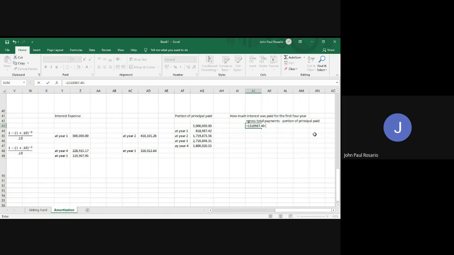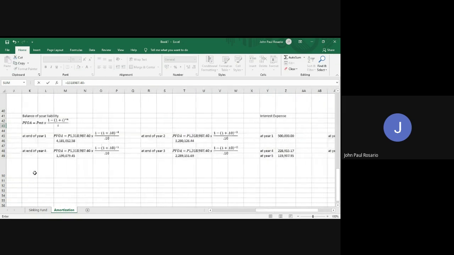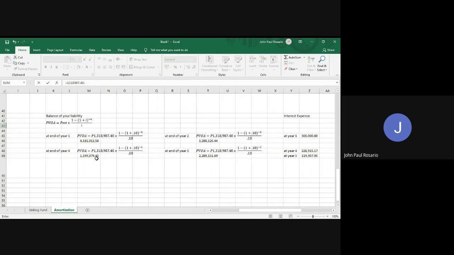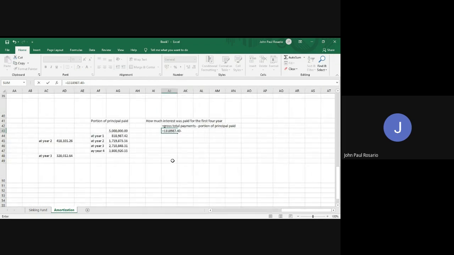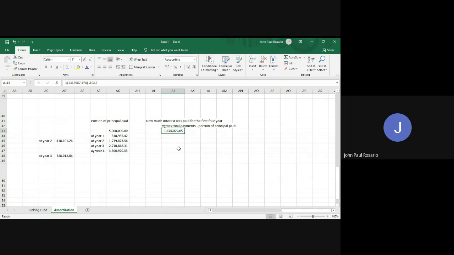And we know na kani siya ang ato ang portion of principal paid at year 4, which we got by deducting from the 5 million the present value at year 4. Okay, this one. So with that, we multiply this pala by 4 because it's 4 years na ang nahuman. Then we deduct from this our portion of principal paid as of year 4. So this is our total payments that went to interest.